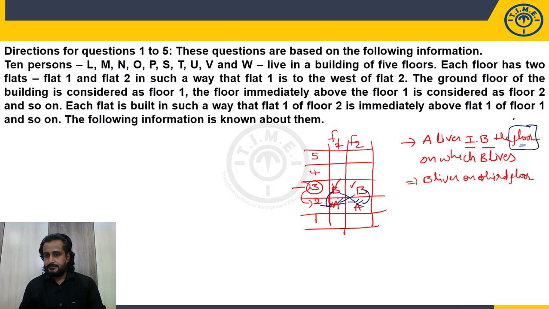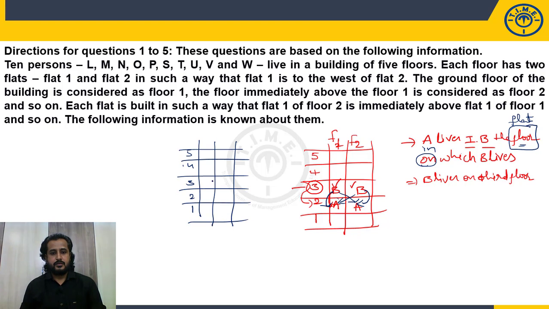Now instead of the floor, let's say it is given flat. What is that? A lives immediately below the flat in which B lives, and B lives on the third floor. It is given clearly B lives on the third floor. Now let me take another arrangement. 1, 2, 3, 4, 5 floors. Flat 1 and flat 2. It is known very clearly B lives on the third floor. But have they mentioned which flat it is? No. Again, B may be flat 1, B may be flat 2 of third floor.